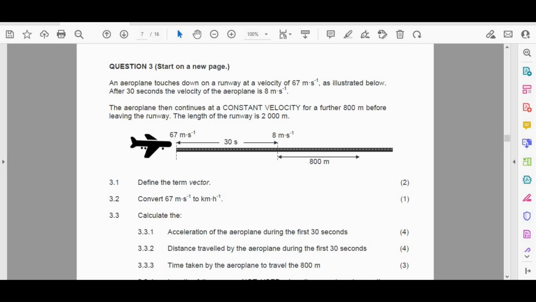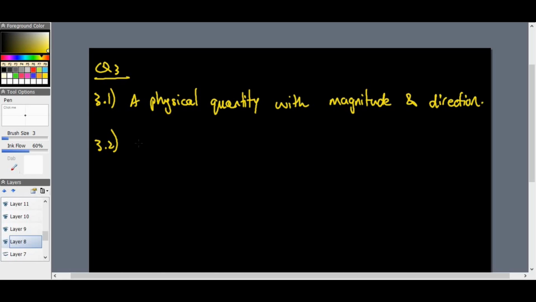Right, they ask us to convert 67 meters per second to kilometers per hour. Okay, that's a very easy conversion. I'm sure we all know or remember how to do that. We just take 67 meters per second, multiply that by 1 over 3,6.